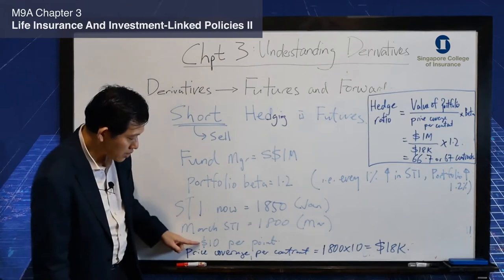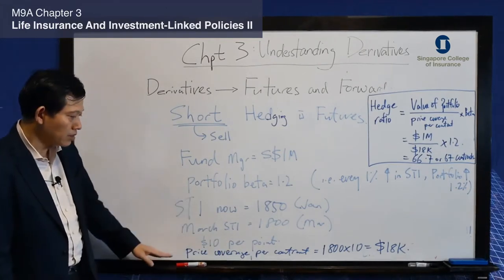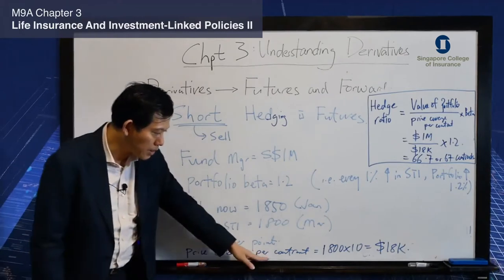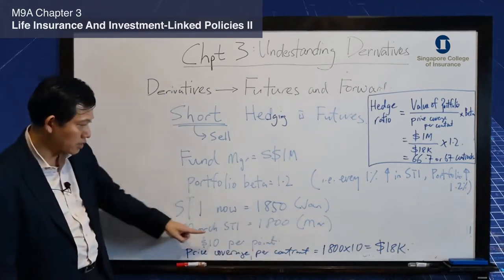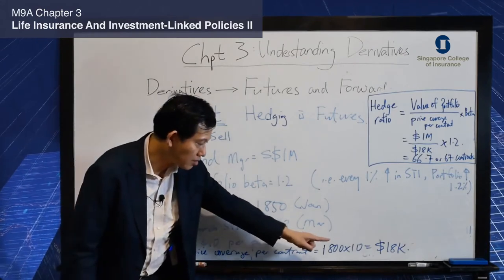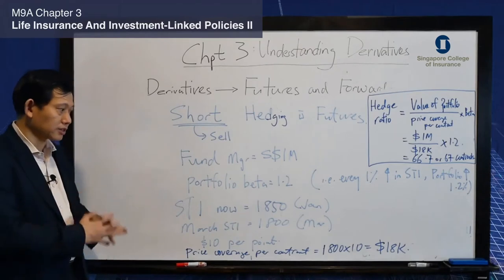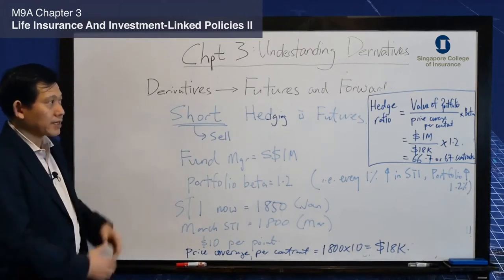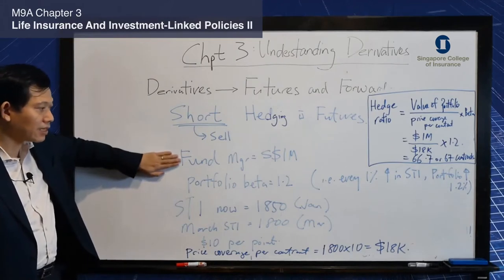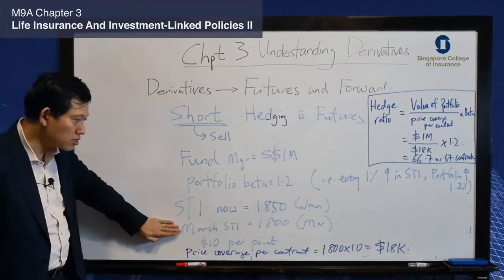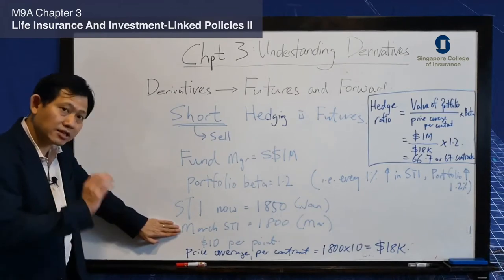Let's assume that this contract is $10 per STI point. Therefore, the price coverage per future contract is 1,800 multiplied by $10 per point, which is $18,000. What are we driving at? We are driving at, in this situation, the fund manager, in anticipation that 2 months down the road the market will fall.